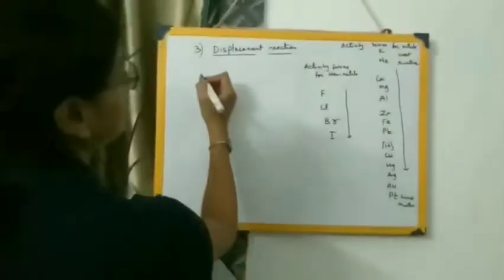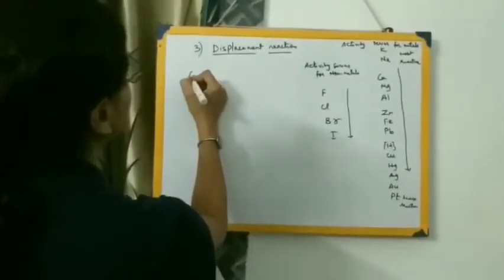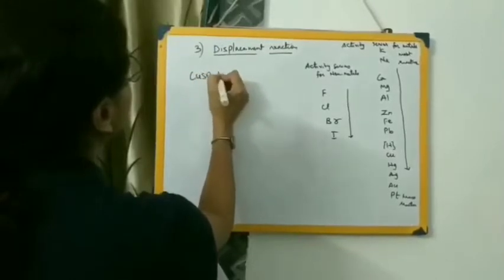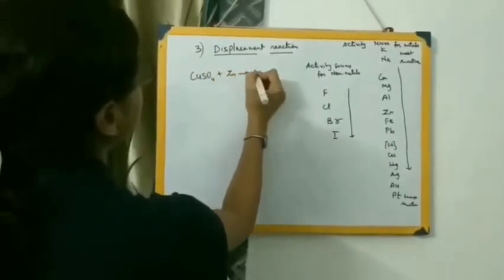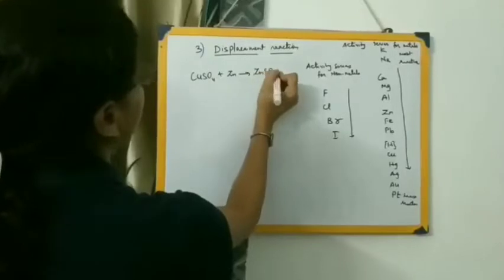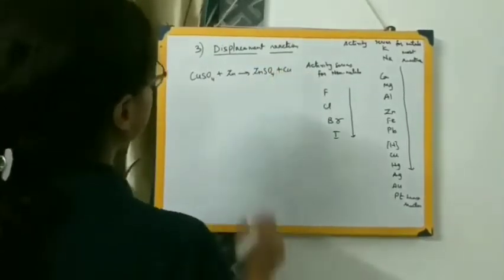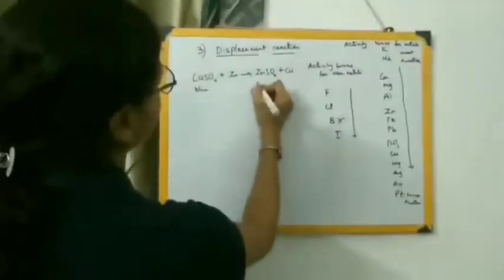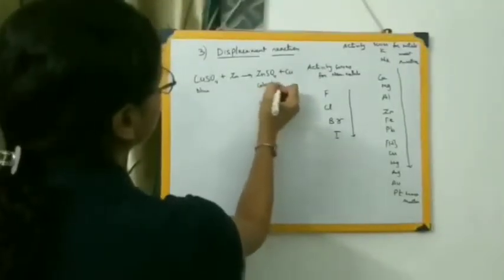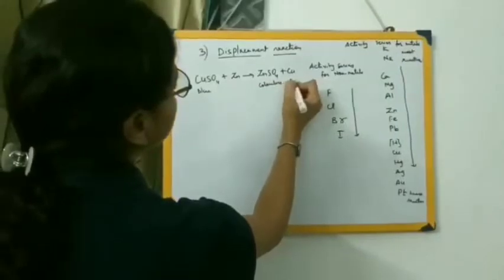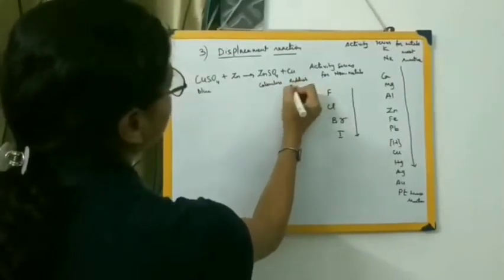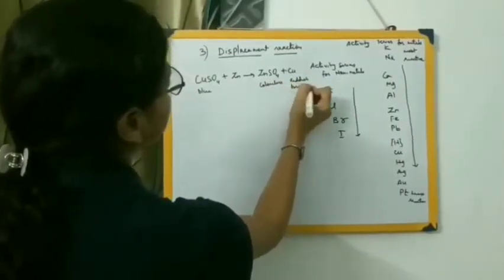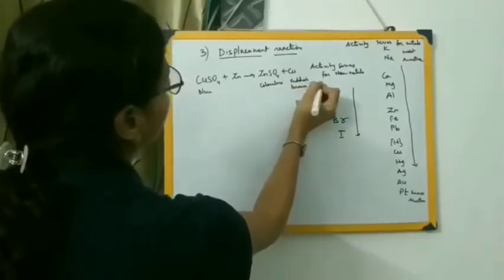Now let's come back to the displacement reaction. Let me first give you an example of a displacement reaction, then I will give you the definition. Let's take CuSO4 plus Zn. It will give us ZnSO4 plus Cu. So this copper sulfate, which is blue in color, when it reacts with zinc, will form a colorless solution and a reddish brown deposit of copper will be formed.